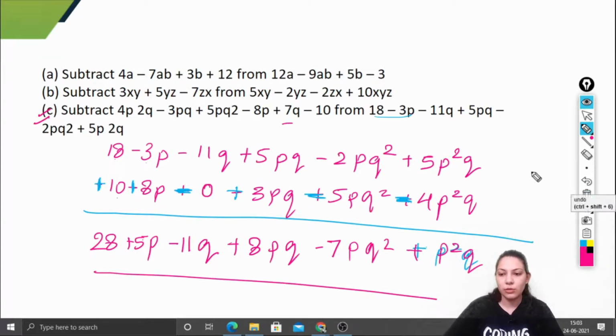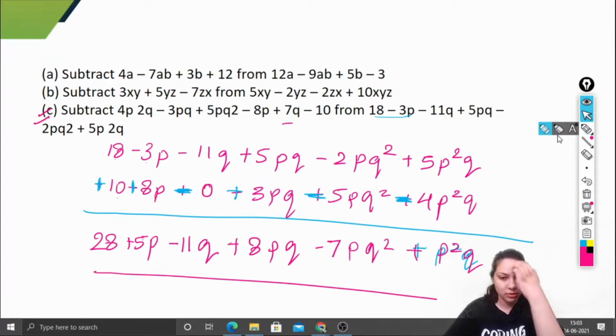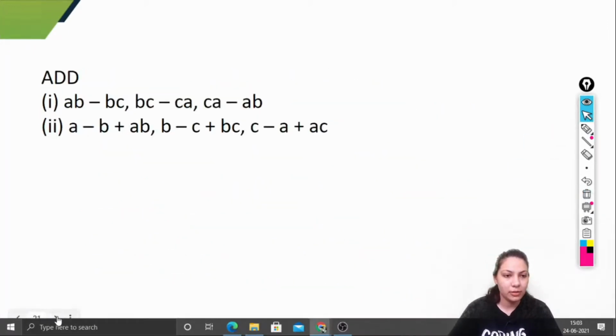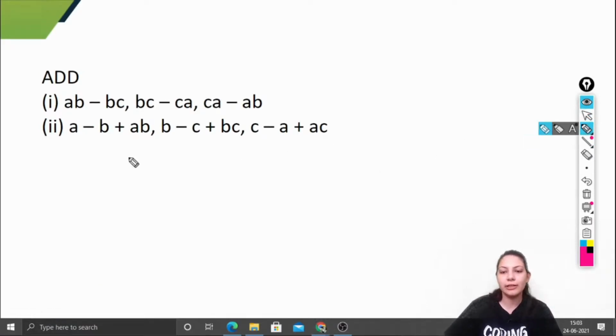Now let us move, let me wait for a few seconds. Okay, let us move to our other part. Now let us solve the addition of polynomials. So we have to add this, so we can write in any order.